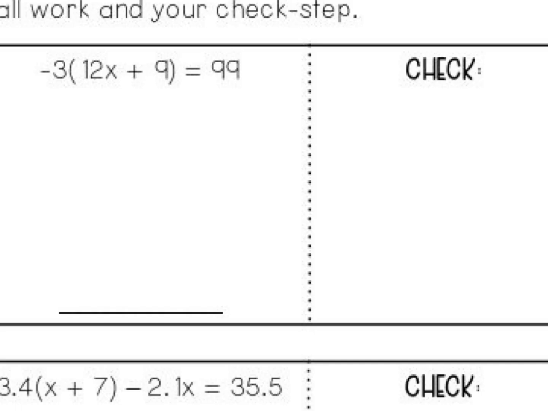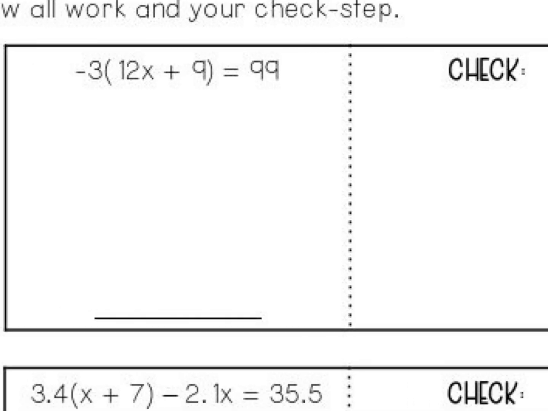Looking at the list, what are we going to do first on number 2? We're going to distribute. And that is a what kind of 3? Negative. Do signs matter? Yes. Negative 3 times positive 12x is negative 36x. And if you're not sure what negative 3 times 9 is, don't be afraid to check your calculator. What is it? Negative 27.